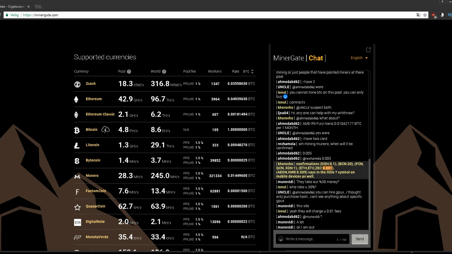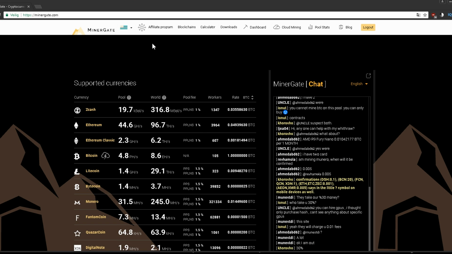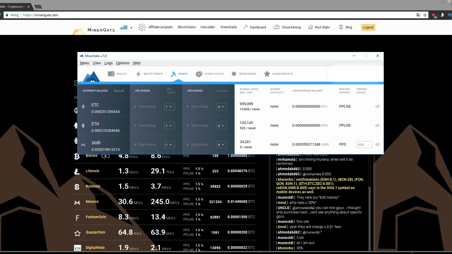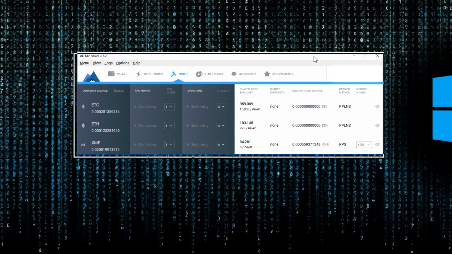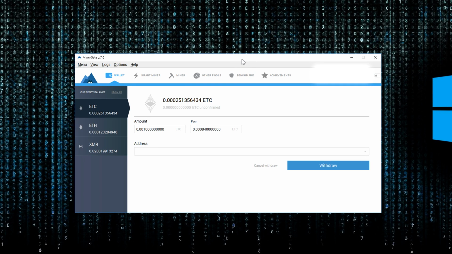Once that unconfirmed hits the threshold, which will be this number, which is specific for every different currency, different algorithms, then it will go to your balance, which you will then be able to withdraw to wherever you want. So you can send it to an exchange right away, or you can send it to your wallet, whatever you want.